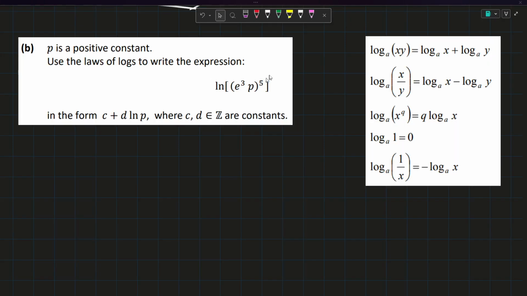So in the next part, we're told to simplify this expression here using the laws of logs. So you might want to go to the formulae and tables booklet to page 21, which is where the indices and log rules are. And we can use those to simplify it.